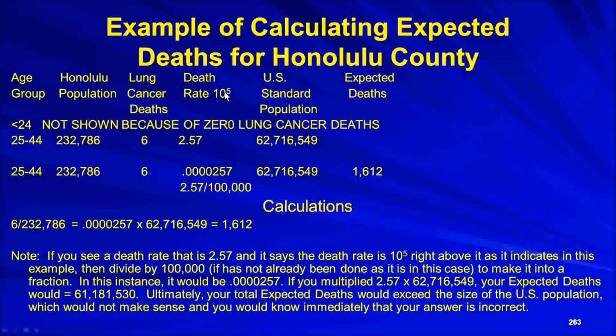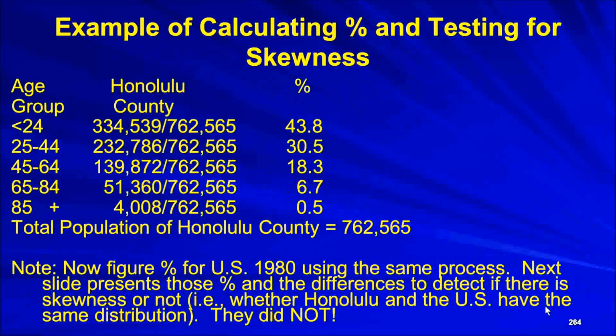And if it says it's to the 10th and it's fractionated like this, you don't need to worry about it. If it's reported like this, you need to divide by 1,000 to make certain it is a fraction. Otherwise, you're going to come up with something problematic like what I've explained in the note. Okay? Next.